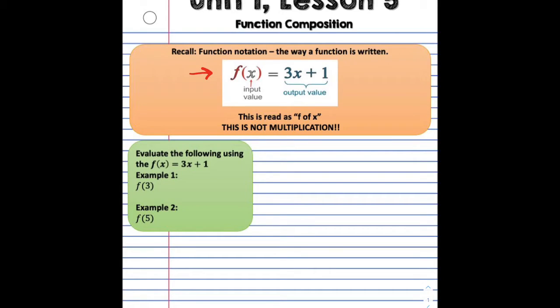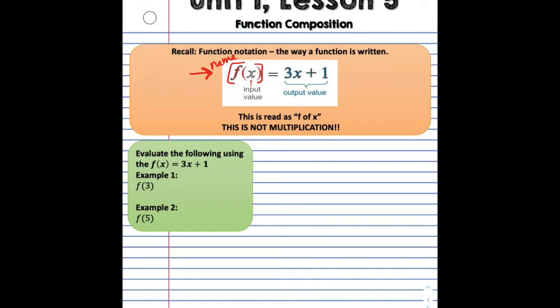So function notation is when we have an equation written in this form. We say this is f of x equals 3x plus 1. So f of x is just the name that we're giving our function. It's a name. So we're saying that the rule 3x plus 1 is called f of x, okay? This is not multiplication. This is not f times x. This is just a name we're giving the function.